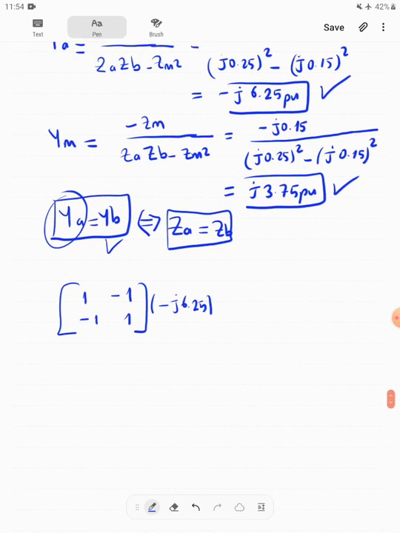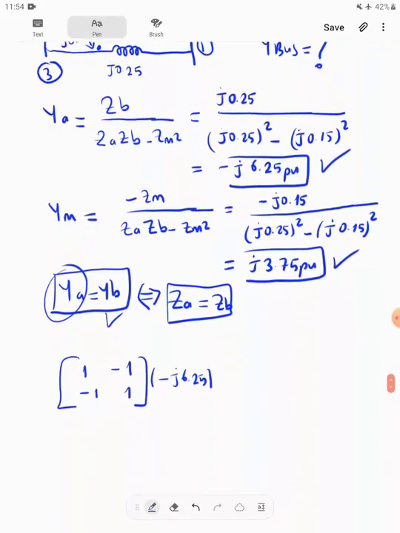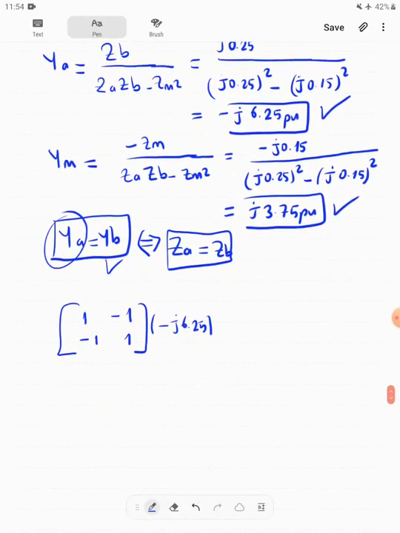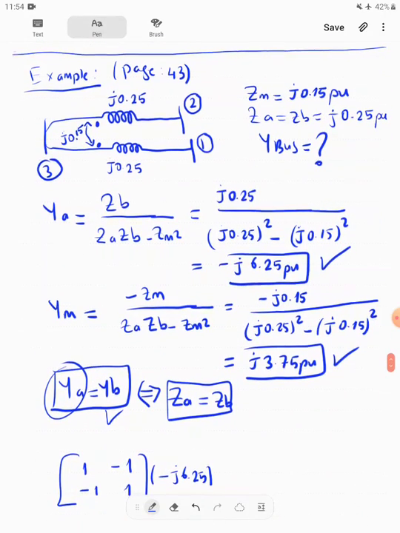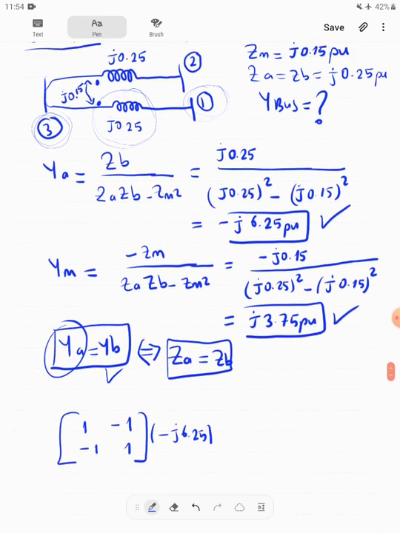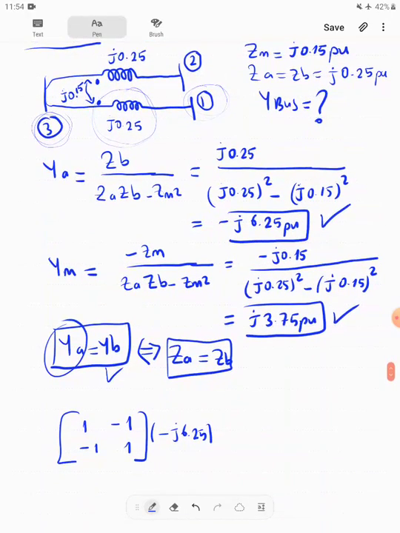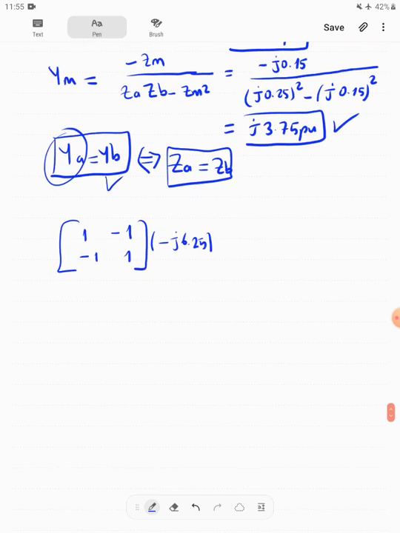This square matrix is completed, but we have to show the names of the rows and the columns, since this second transmission line is connected between bus 3 and bus 1. Since the dot location is here, we have to write first 3 and then 1. So 3 1, 3 1.